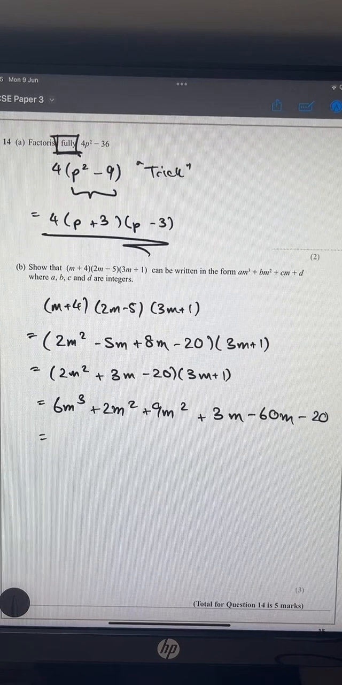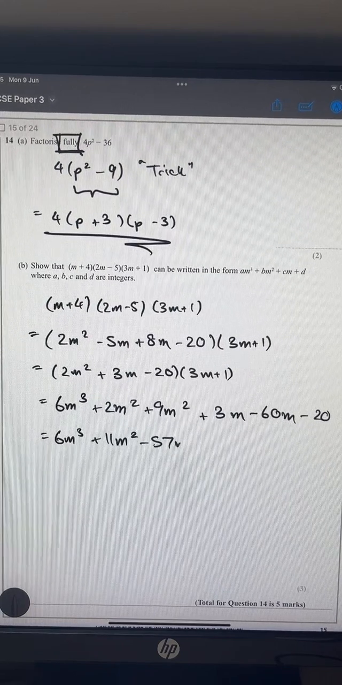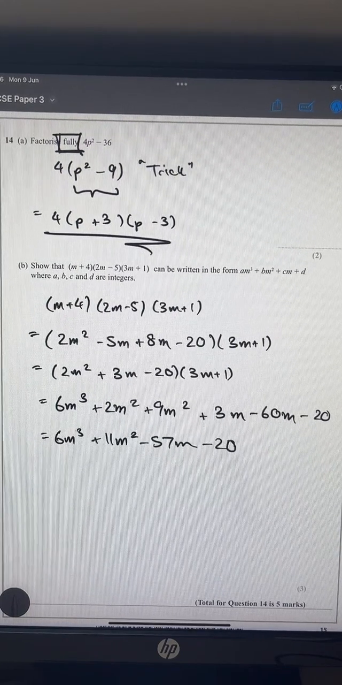Now, I'm just going to simplify this. 6m cubed is the only m cubed term. 2m squared plus 9m squared, that's going to be 11m squared. 3m minus 60m is minus 57m. And there's only one constant, minus 20.